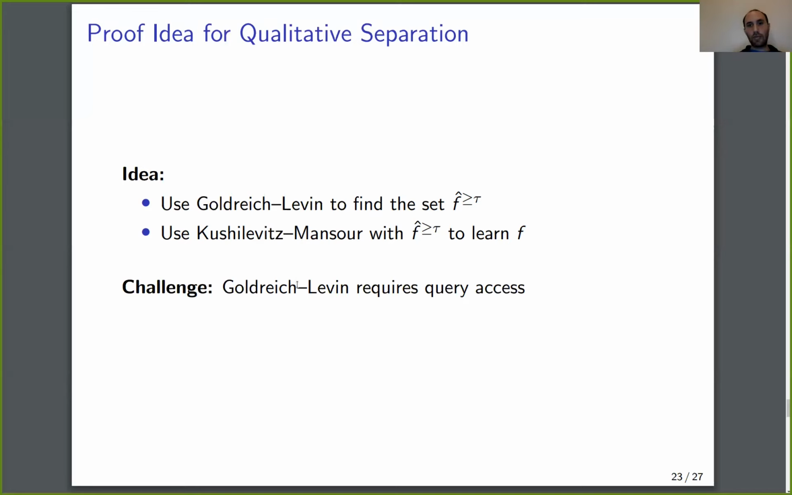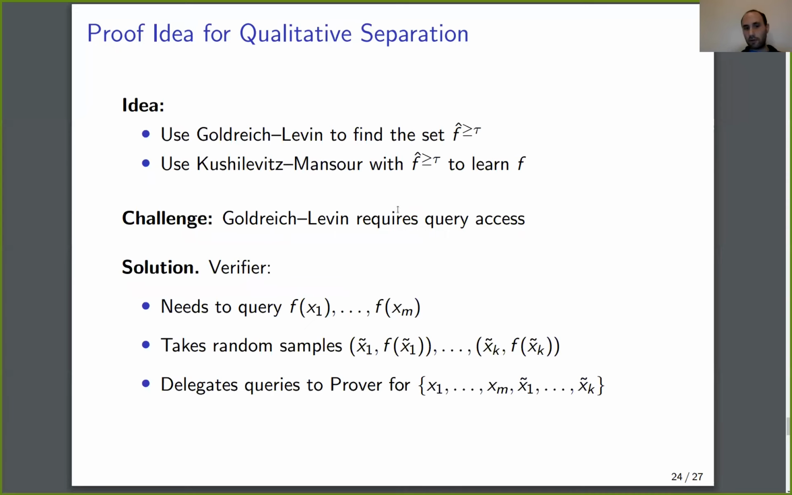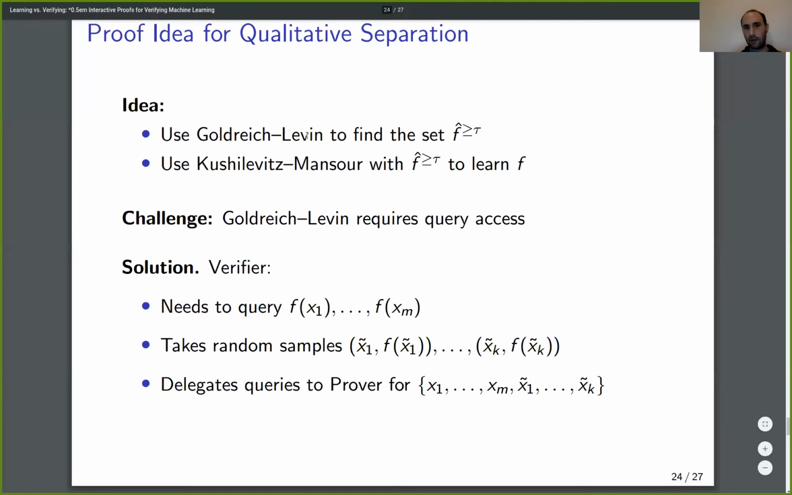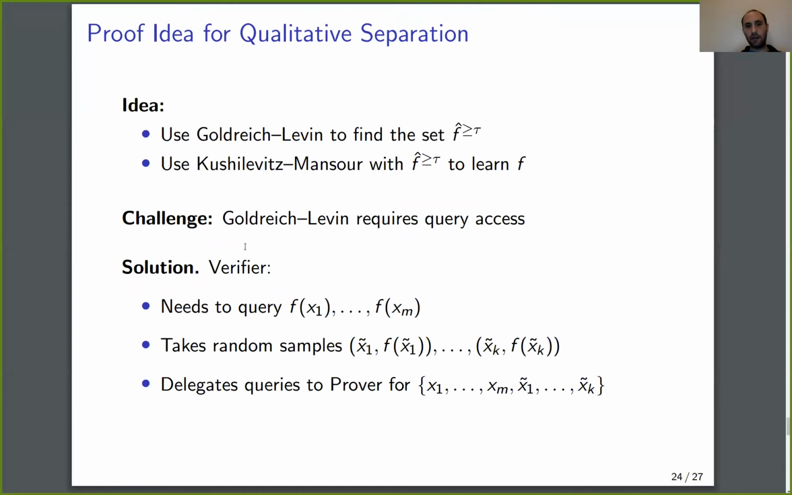And so, for instance, the verifier can't run both of these steps. It can't run the first step among the two steps, because it doesn't have query access. And so what we propose is the following solution. The verifier is basically going to simulate the Goldreich-Levin algorithm. And in this simulation, it executes the algorithm, and then it knows, okay, in order to complete the algorithm, I'm going to need to query f at these particular points, f of x1, x2, and so on. At that point, it can't query f because it doesn't have query access.